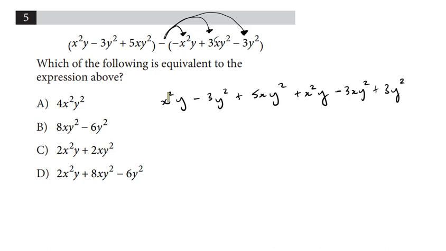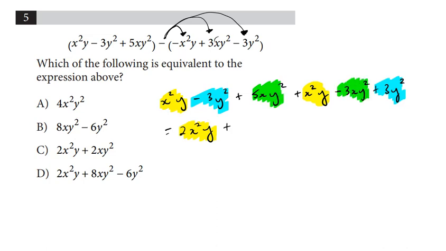Now we are collecting like terms, so what are the terms which are the same? This x²y has the same value as this x²y, so they combine together to give you 2x²y. Then −3y² plus 3y² cancel, goes to 0, and 5xy² − 3xy² gives you 2xy². So the answer is C.